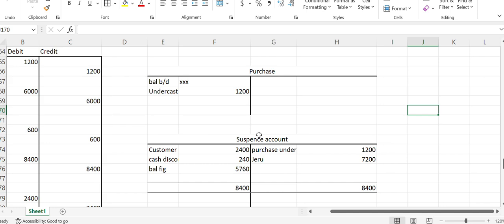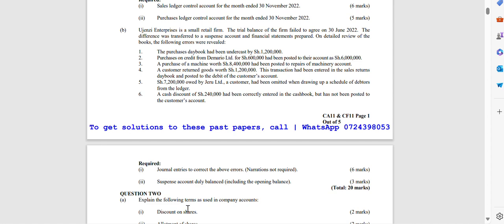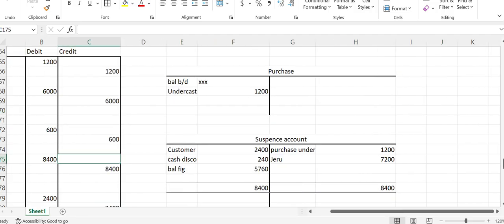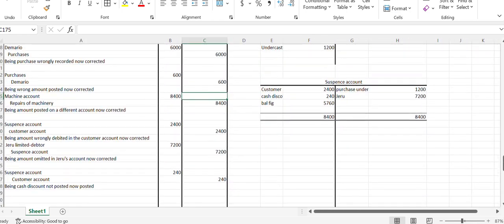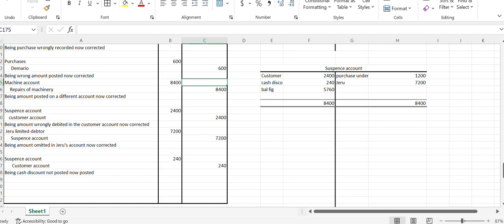So this suspense account, the way you are seeing it, how many marks did it carry? 3 marks or what? Yes, 3 marks. But most of the marks are pegged on the journal entries. So this is how you open the journal entries. These are your journal entries here.